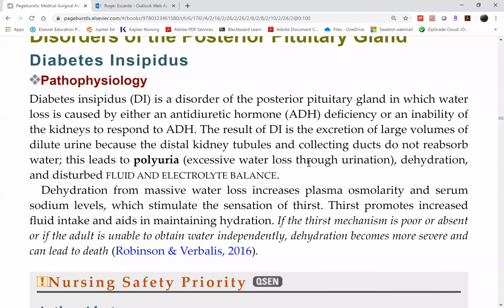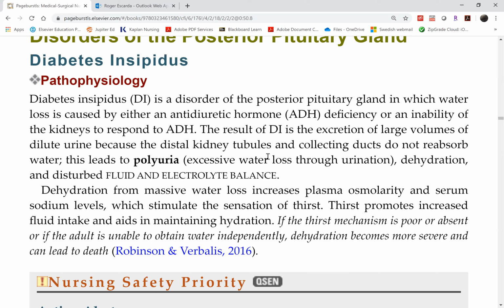Okay, so let's begin here. There are two opposite problems here. We have diabetes insipidus and syndrome of inappropriate antidiuretic hormone. They are complete opposites. Both problems are caused by an antidiuretic hormone problem.